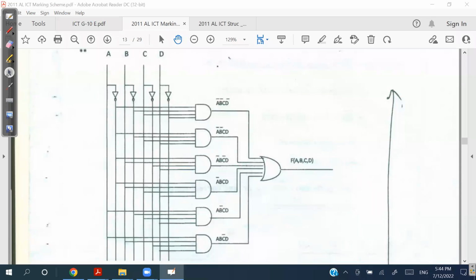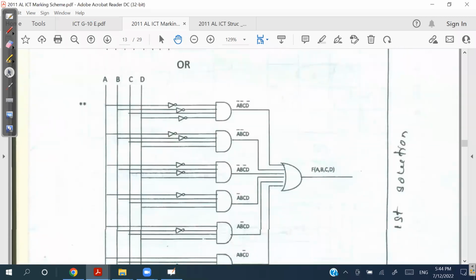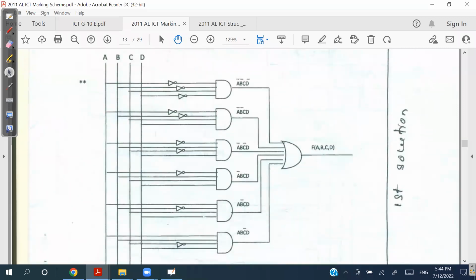And in 2011, they have given marks for this kind of thing as well. So here you can see they have used many NOT gates, which will complicate the solution, and again it makes the circuit expensive, right? So it's better you go with the previous solution. But if you have drawn it like this, doesn't matter, you can have the marks.